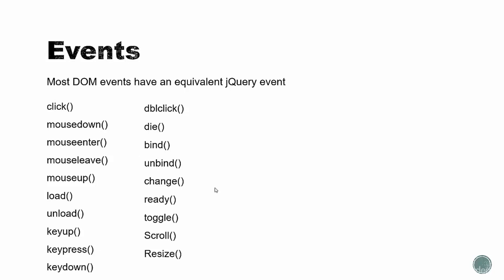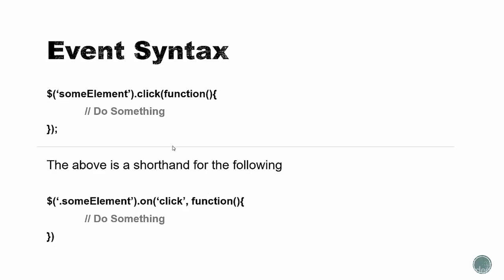So the event syntax, basically we'll take some element, we'll use some kind of selector, and then dot, and then the name of the event, in this case click, and then a callback function, and in that callback function is where we'll put our code. Now this here is actually a shorthand syntax for what it really is, which uses the .on action. So we can do this just as well, .on, and then the name of the event, and then the callback function.